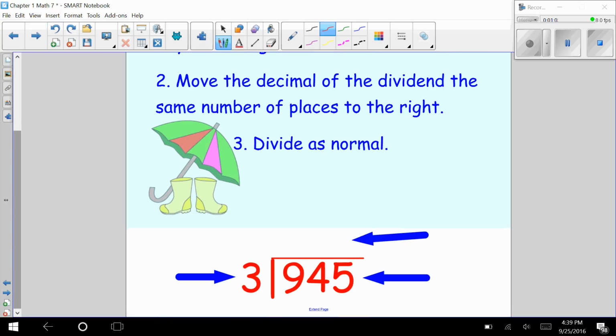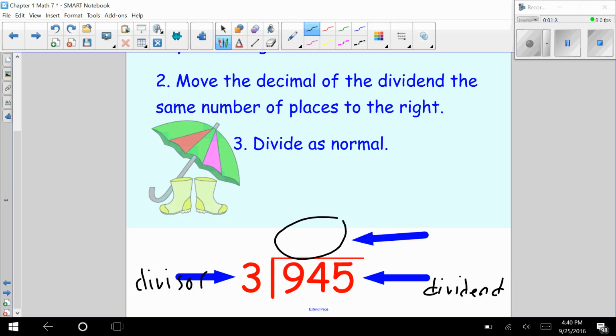Quick refresher of the different pieces of division. The 945 in this case is our dividend. We're dividing into that. The 3 in this case is our divisor. We're dividing by that. And the number up top that we get here for our answer, that is called the quotient.